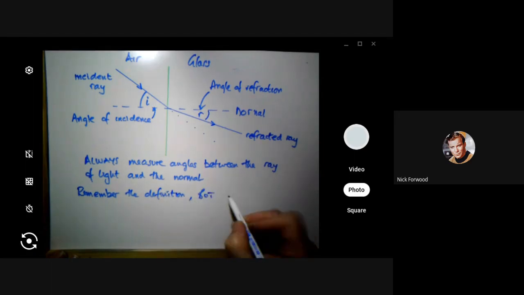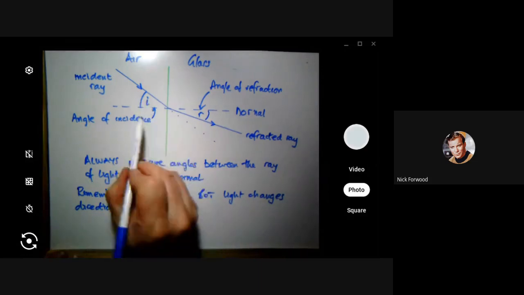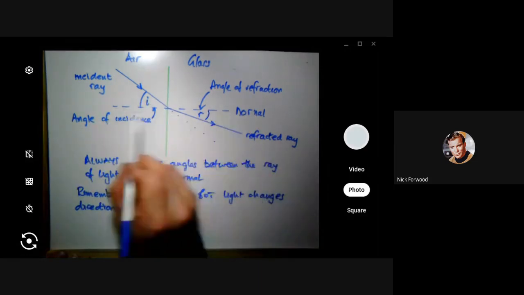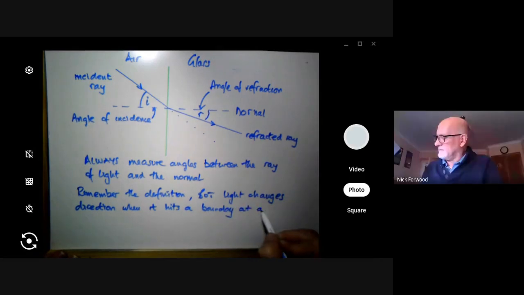But light changes direction, and it only changes direction when it hits at an angle, because if it hits it straight on, it carries on straight. And that's still refraction, it's just it's slowed down in the glass. Light changes direction when it hits a boundary at an angle.